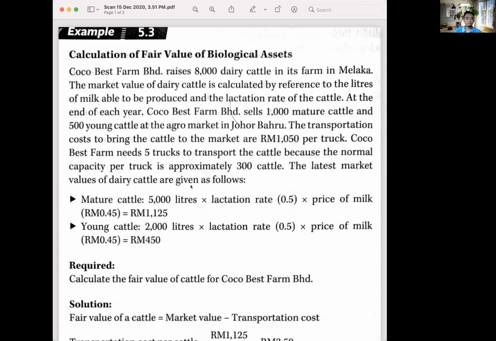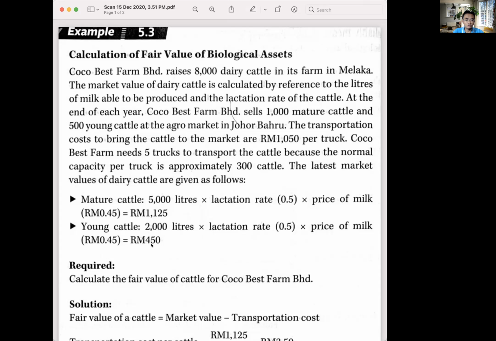So the latest market value of dairy cattle is given as follows. So mature cattle, ini calculation dia lah. Maknanya for mature cattle, each cattle, harga dia adalah 1,125. The young cattle can be sold at 450 ringgit per young cattle. So what we need to do is calculate the fair value of cattle for Cocoa Best Farm Berhad.